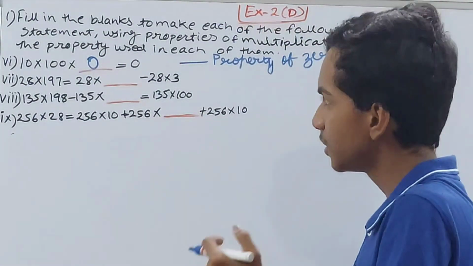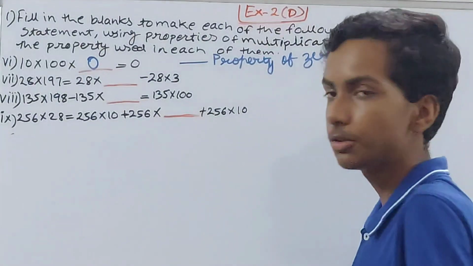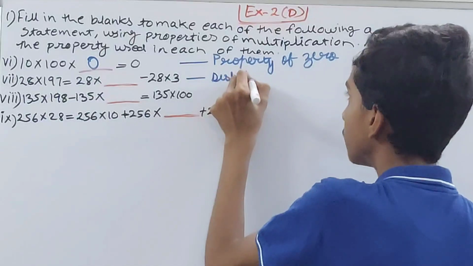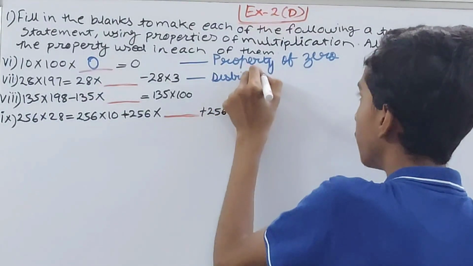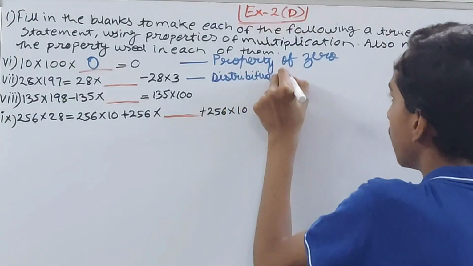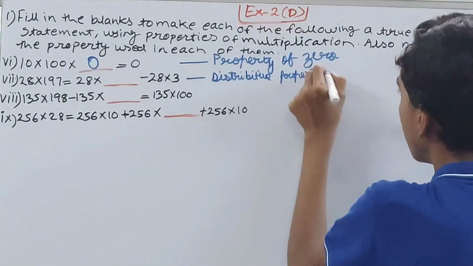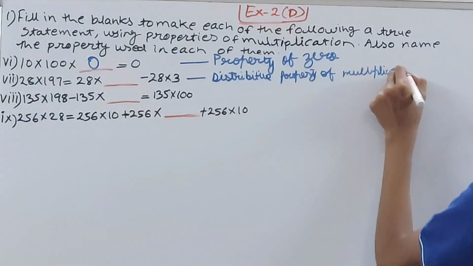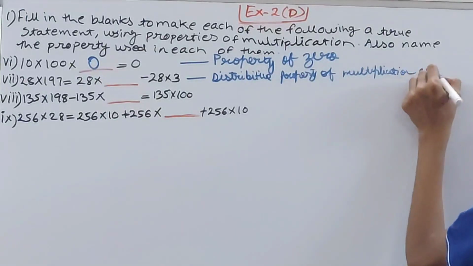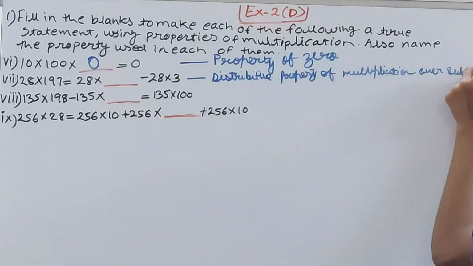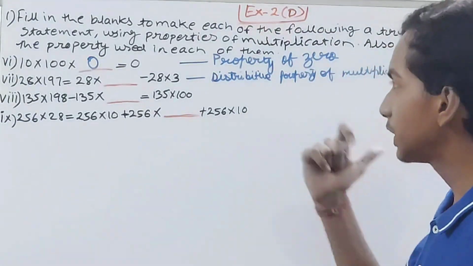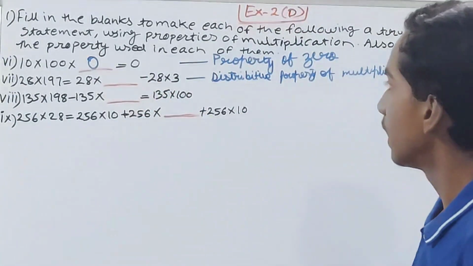28 into 197 is equal to 28 into dash minus 28 into 3. This is going to be the distributive property of multiplication over subtraction, right? So this is the distributive property of multiplication over subtraction. That's why it is given the name subtraction. Why? You can see there is subtraction in between.